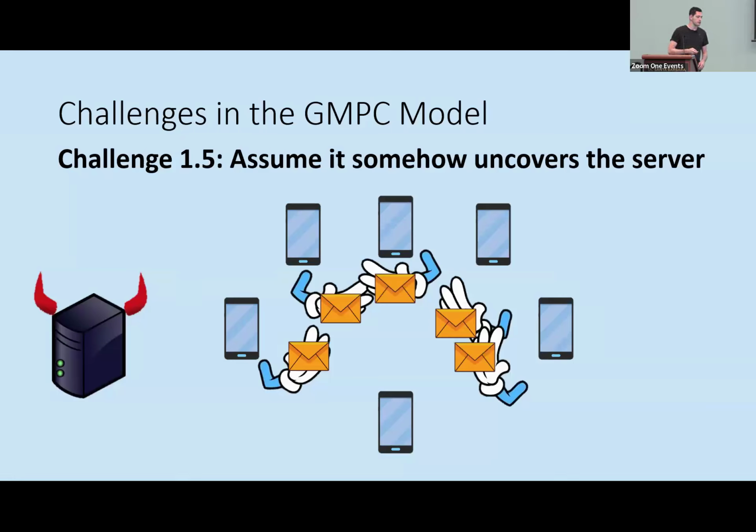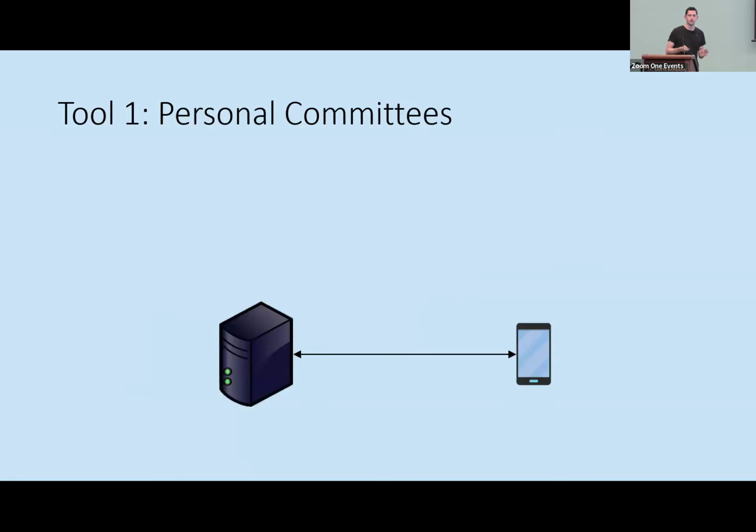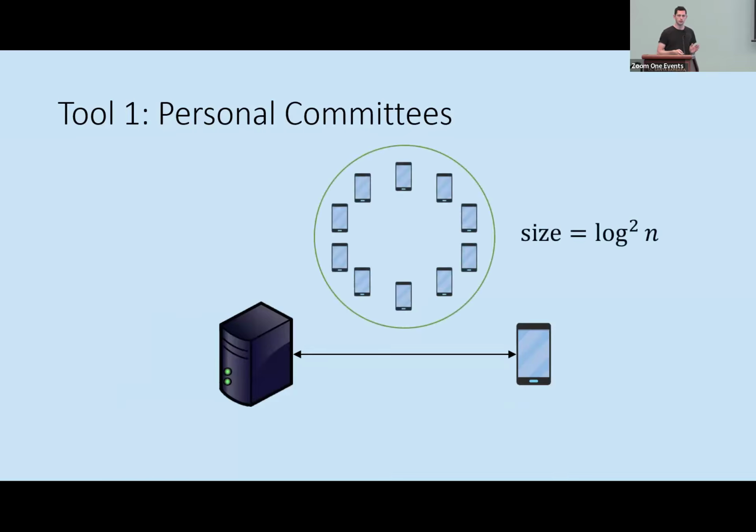So to solve both of these challenges, we introduced 2 tools. The first tool is the tool of personal committee, which, unlike Feige's committee election protocol, where everyone agrees on a single committee, here there's going to be a committee for every user, which the server and the user sample together using a coin tossing protocol.